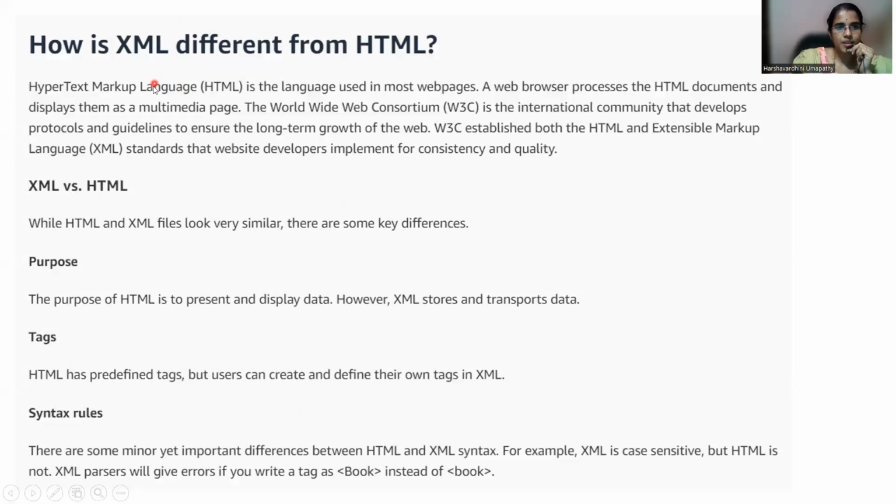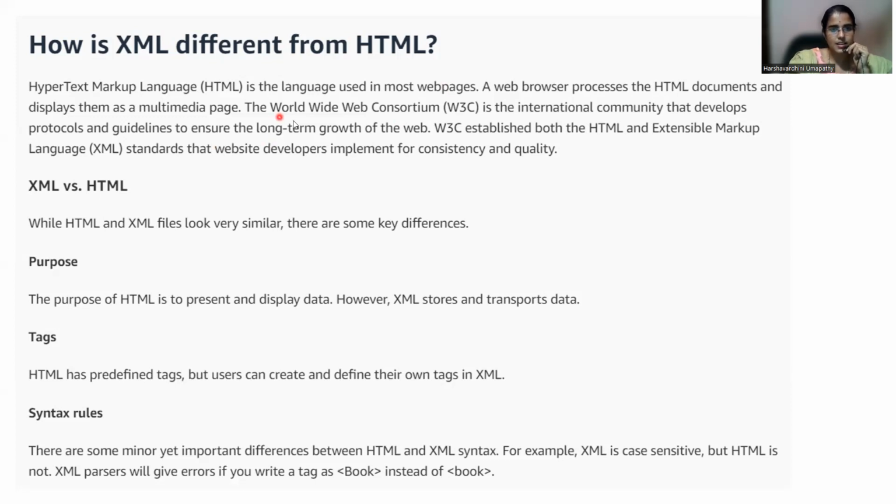Next one, difference between XML and HTML. We can see how XML is different from HTML, because both XML and HTML are scripting languages. Both languages are mainly used for creating and developing a web page. Here, the web browser will process the HTML document and display it as a multimedia page.